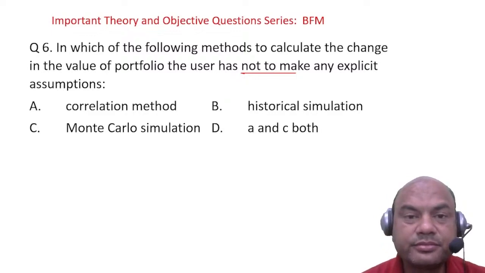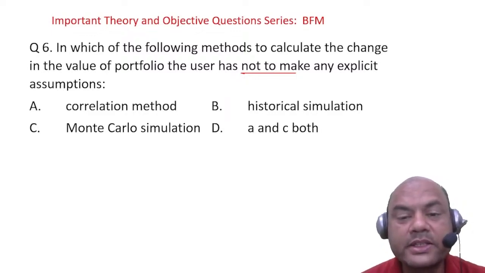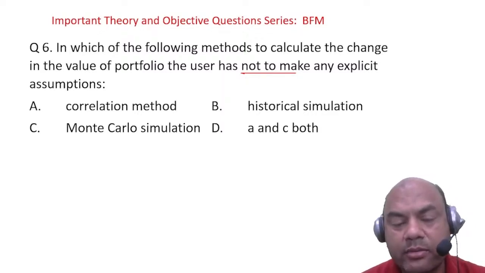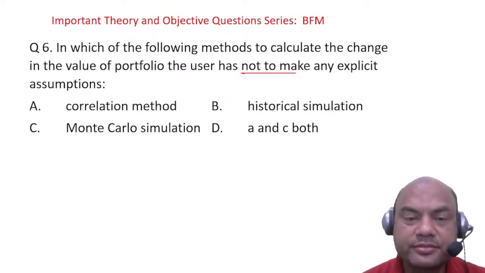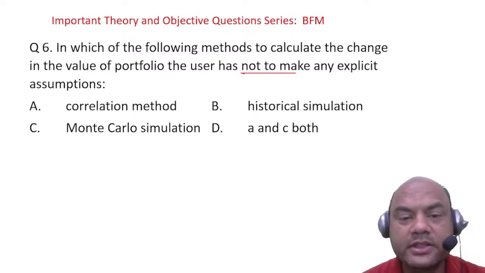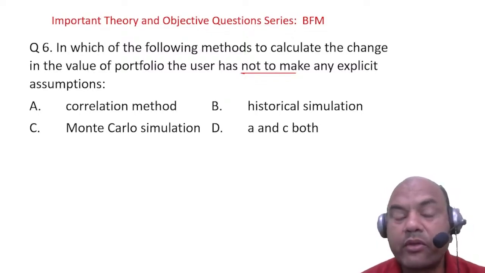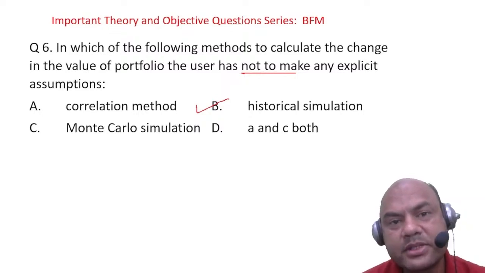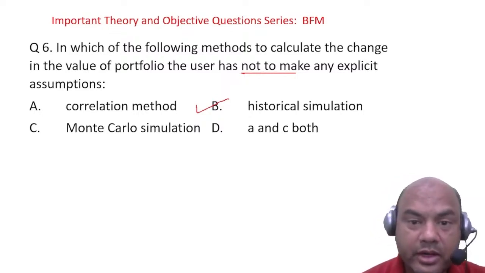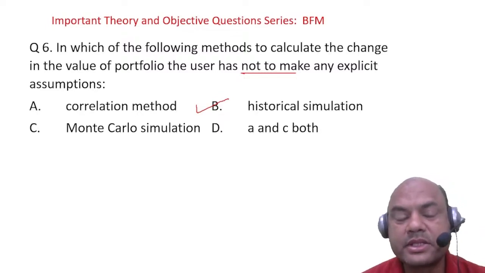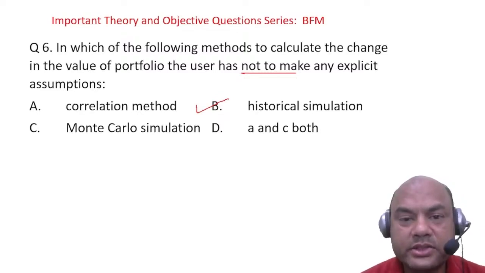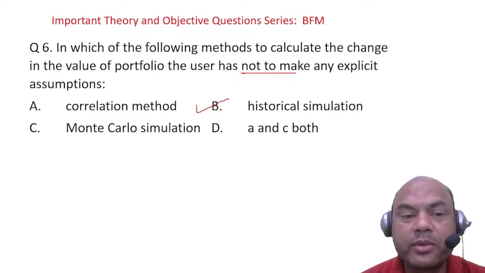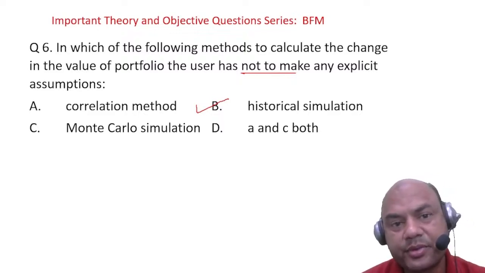Many of you have the tendency of typing A and C. So the answer is not that. Remember, A and C both is not the answer. Either A, B or C. But now we are talking about only facts, no assumptions. So no assumptions is a part of history. In history, do you make any assumption? No, right? So B is historical simulation. This is the answer. In historical simulation, the user does not have to make any explicit assumptions. Okay?